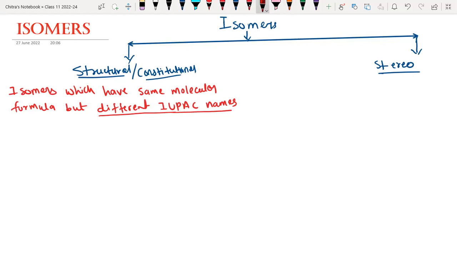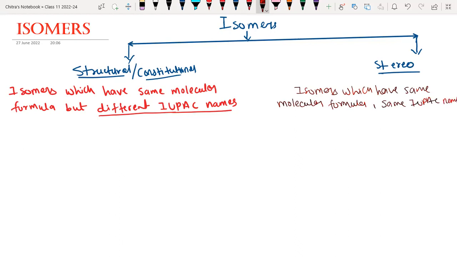Again the first thing is the same: isomers which have the same molecular formula, same IUPAC name, very important, are called stereoisomers, but have different properties. Understood, everyone? So this is the first type, structural, and this is the second type.